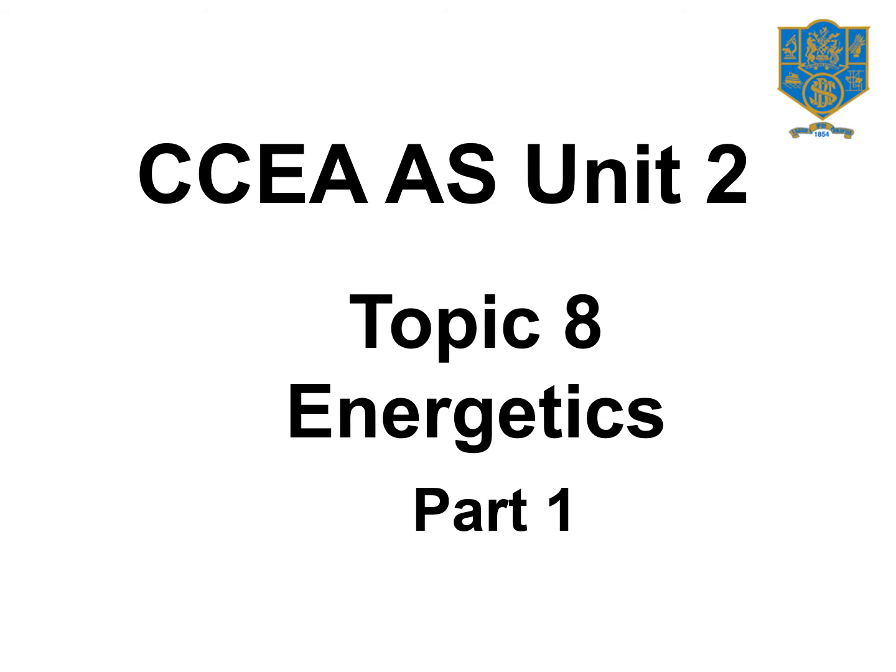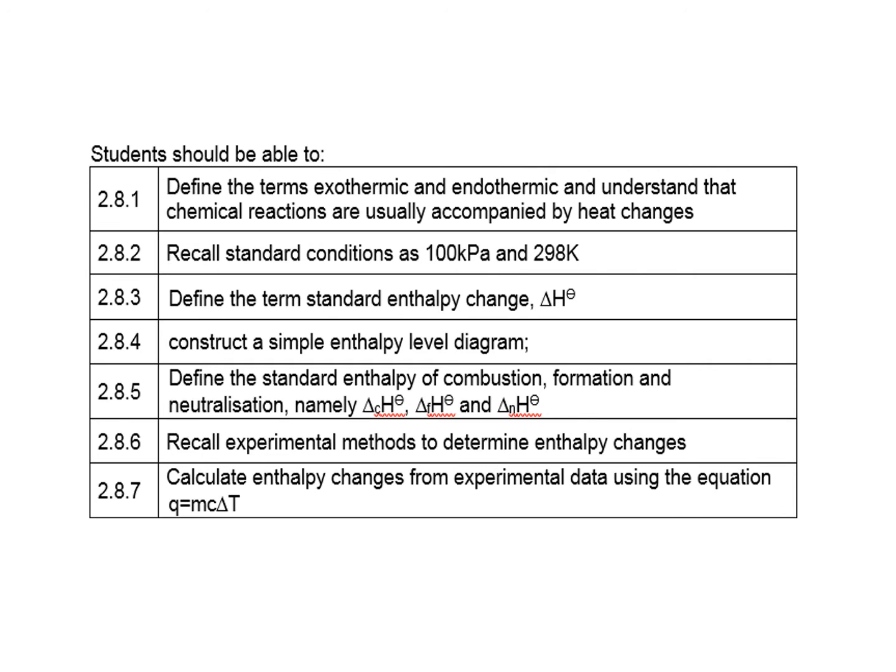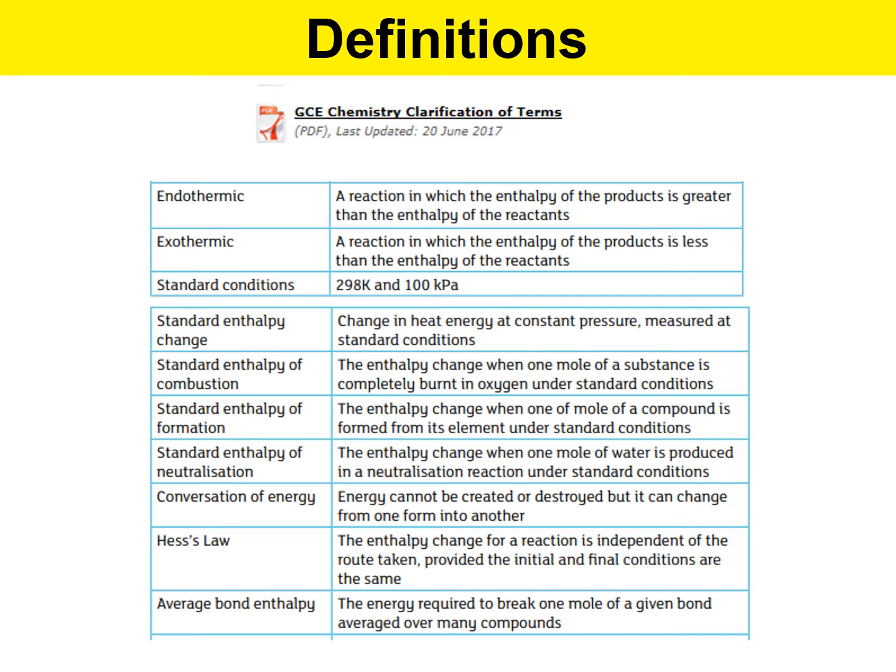CAS Unit 2, Topic 8 is on energetics, and this is the first part of the specification. If you go to the glossary, here are all the definitions that you will be required to know for this topic.